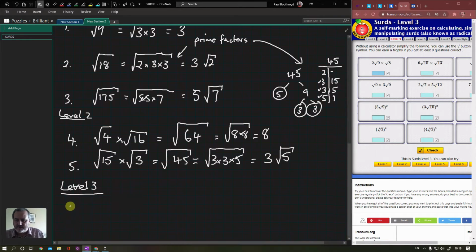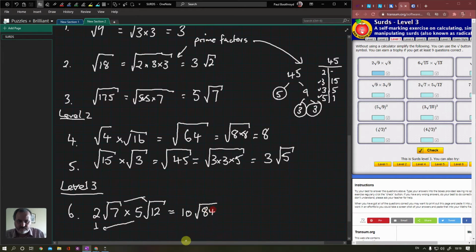So number 6, we have 2 times the square root of 7 multiplied by 5 times the square root of 12. Well, deal with the integer parts together. So the 2 times 5, they come together. And that gives me 10. And the square root parts, we've got to do the square rooting part. So 7 times 12 is 84.